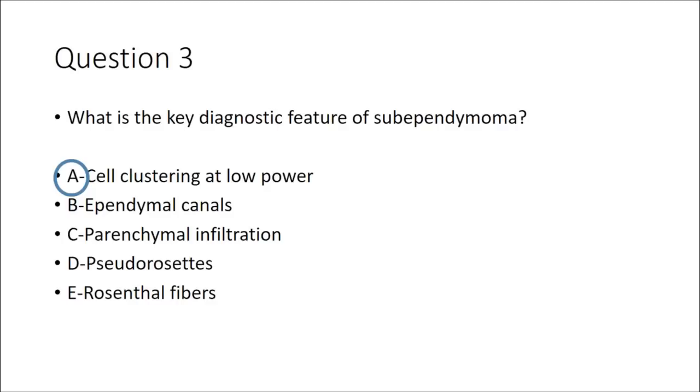The other features, you don't see them. Ependymal canals, of course, is more of a feature of conventional ependymoma. Parenchymal infiltration, you don't see much in these tumors. Pseudorosettes, you can have vague pseudorosettes, but when you have well developed ones, you have to start thinking about a mixed subependymoma slash ependymoma. And then horizontal fibers, which on rare occasions you can have in many of these tumors.